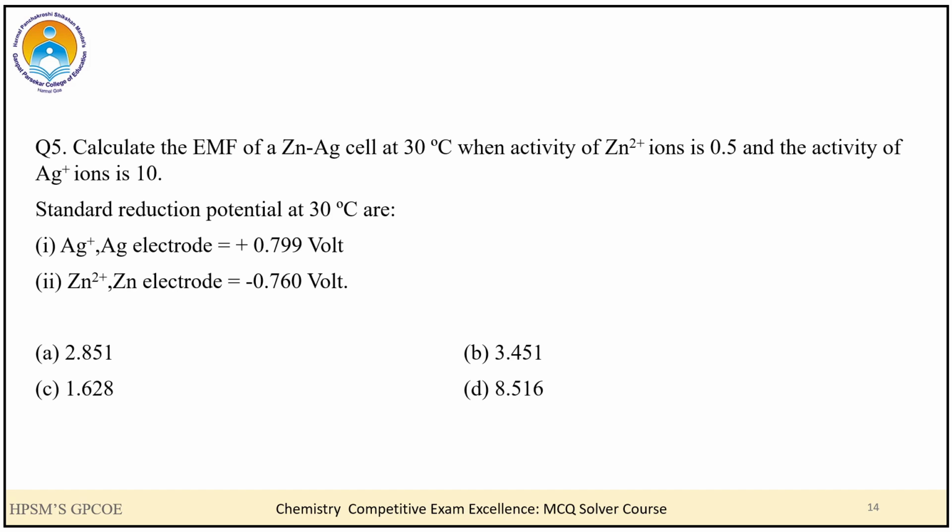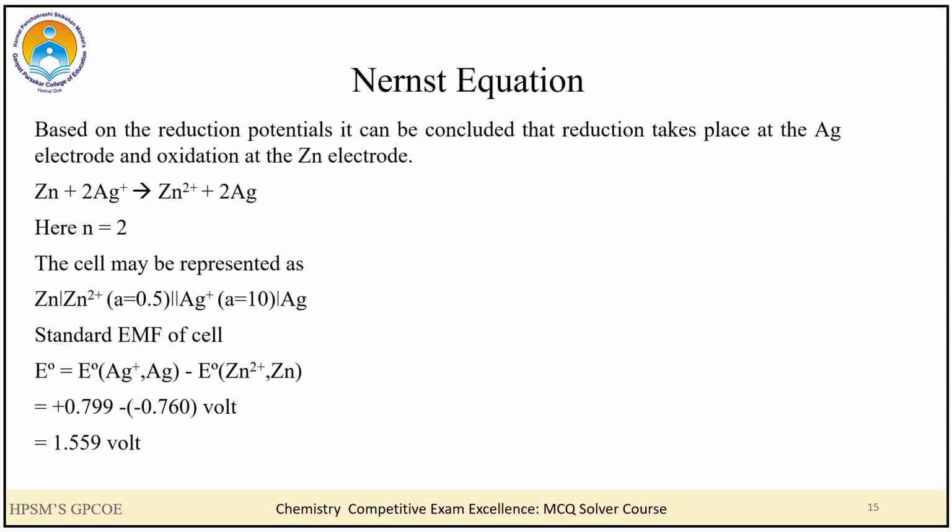The options are 2.851, 3.451, 1.628 and 8.516. This problem is based on the Nernst equation. Based on the reduction potential, it can be concluded that reduction takes place at the silver electrode and oxidation at the zinc electrode. Zn + 2Ag+ giving Zn2+ + 2Ag.